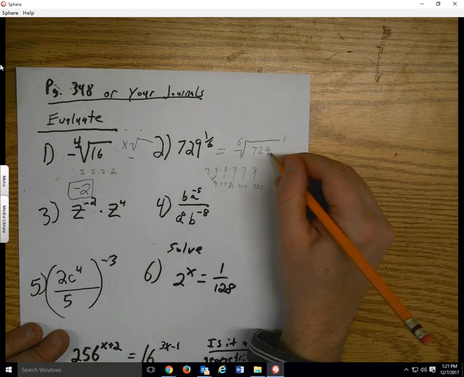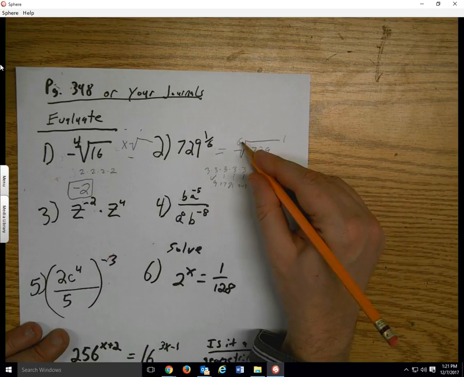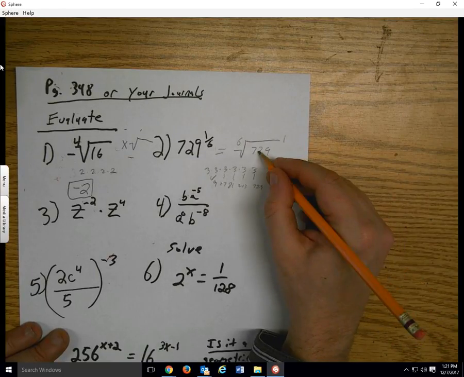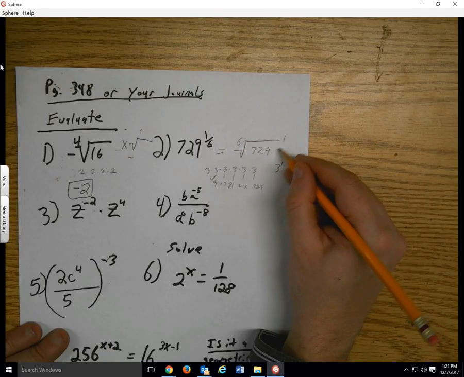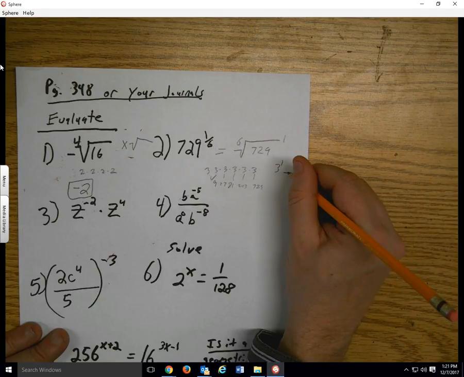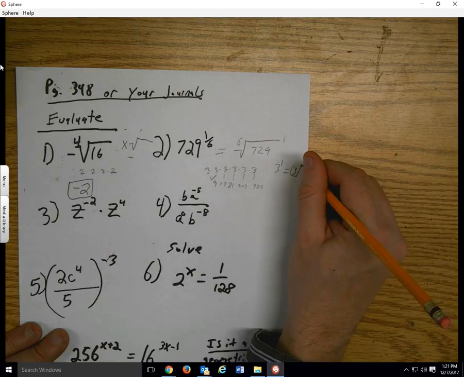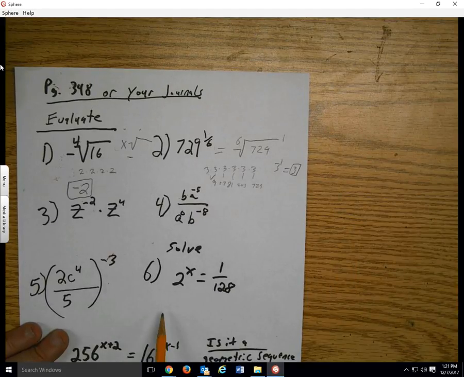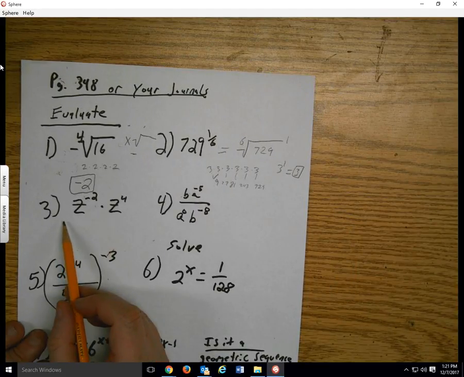So again, the answer to this would be 3, but then you have to take it to the power. Once you do the 6th root, you have to take that answer to the power, but 3 to the 1 power is still going to be 3. Good. Okay. Question number 3.